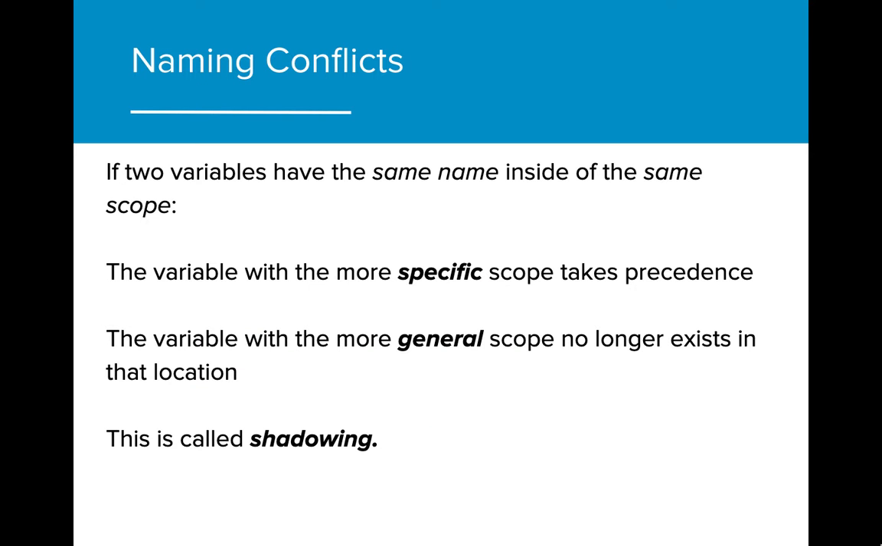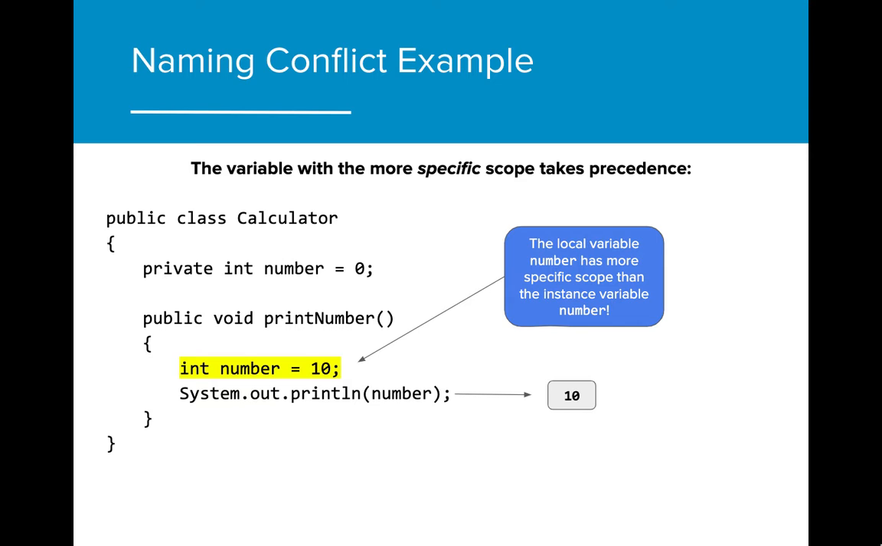If there are multiple variables that share the same name within the same scope, then the variable with the more specific scope takes precedence. In this example, the instance variable number and the local variable number share the same name. When number is printed out in the print number program, the result is 10, not 0, because the local variable number is more specific in scope than the instance variable.